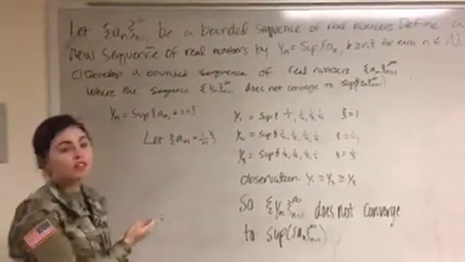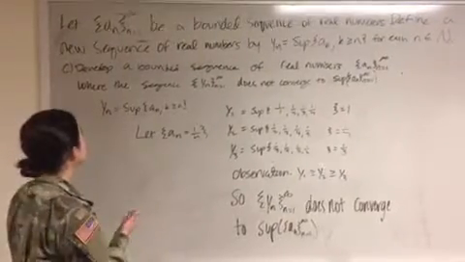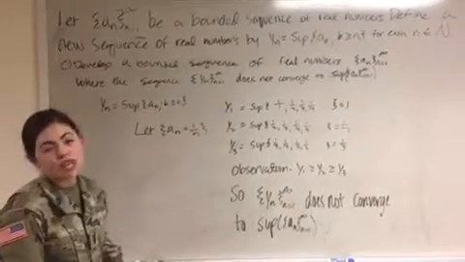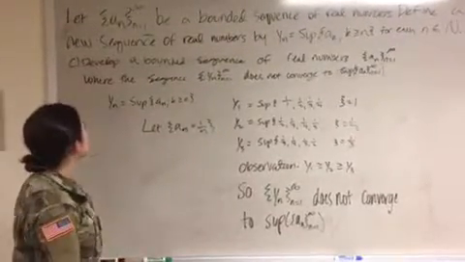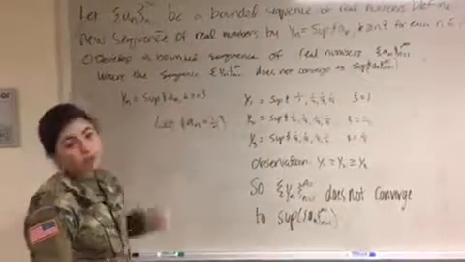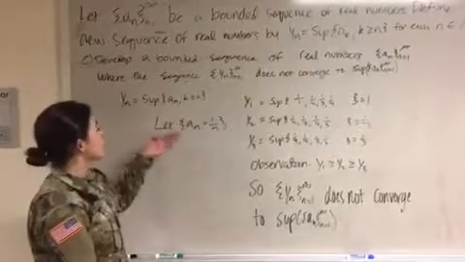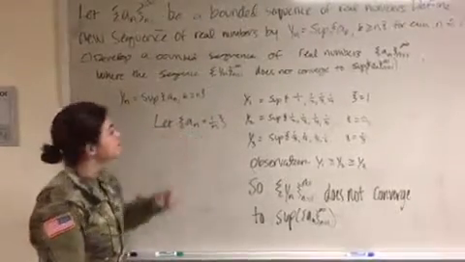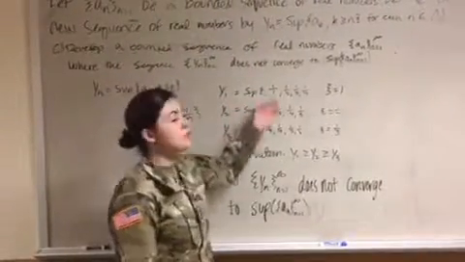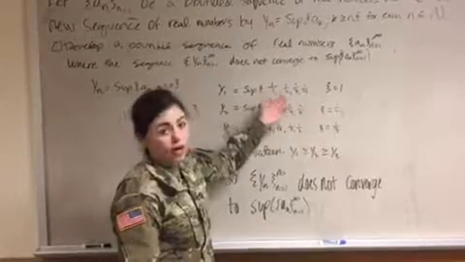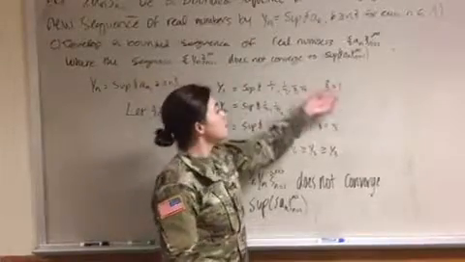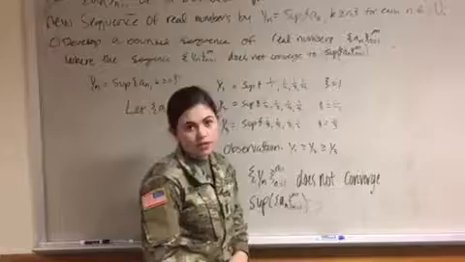Develop a bounded sequence of real numbers a sub n from n equals 1 to infinity, where the sequence y sub n from n equals 1 to infinity does not converge to the sup of a sub n from n equals 1 to infinity. To start off with, y sub n equals the sup of a sub k, where k is greater than or equal to n. We're going to let a sub n equal 1 over n. For y sub 1, it would be the sup of 1 over n. So the sup of 1 is 1 over 1, 1/2, 1/3, 1/4, on through infinity. The sup of y sub 1 would be equal to 1 because 1 is the largest value within the sequence.